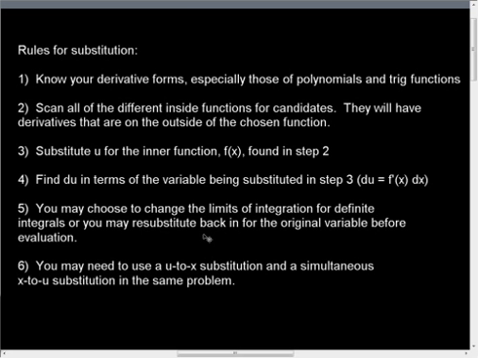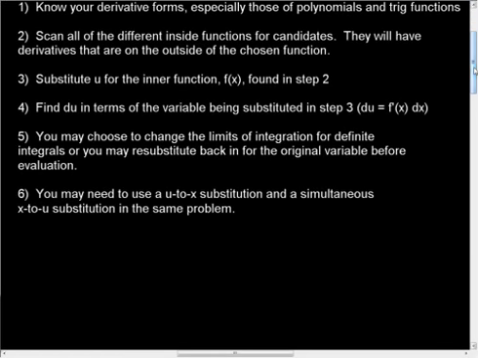Okay, the second thing you're going to do is scan all the different inside functions for candidates. And I like the word inside functions rather than the embedded functions or the composite functions. So what would this look like? Well, let's just throw an example up here. We have the integral of pi sine of pi x dx.